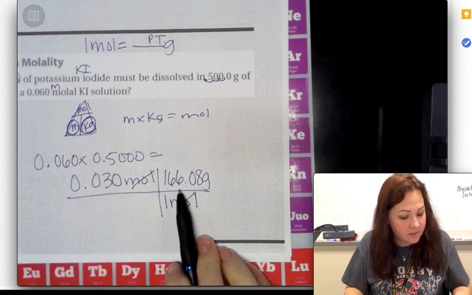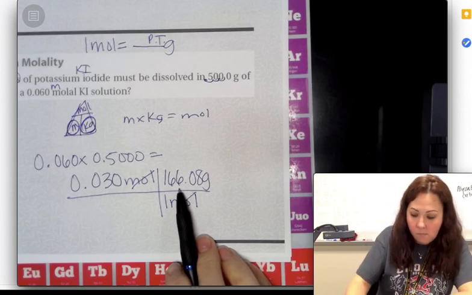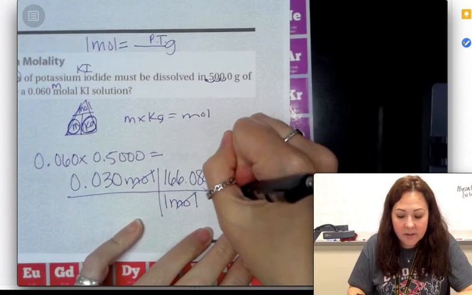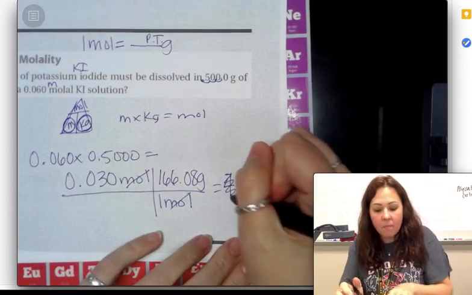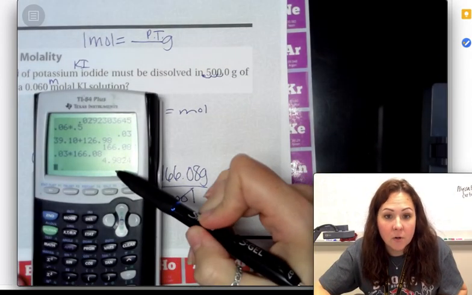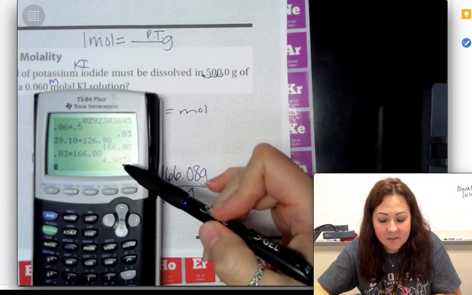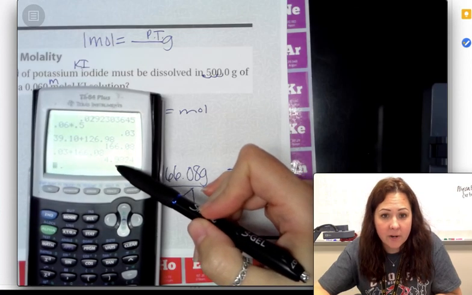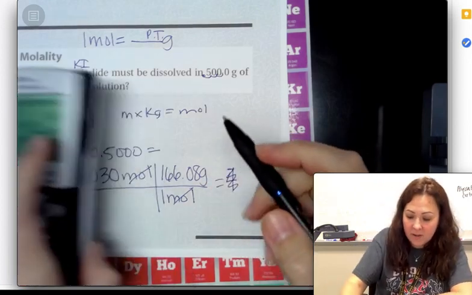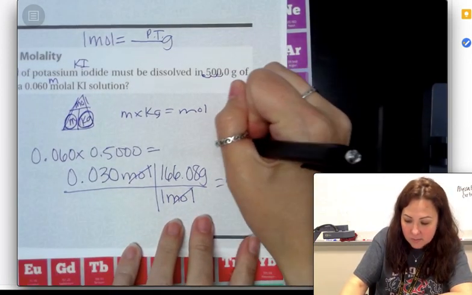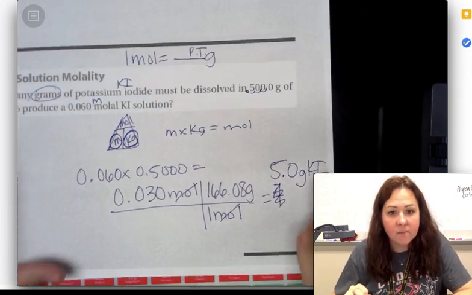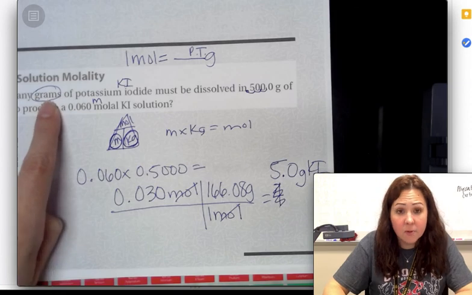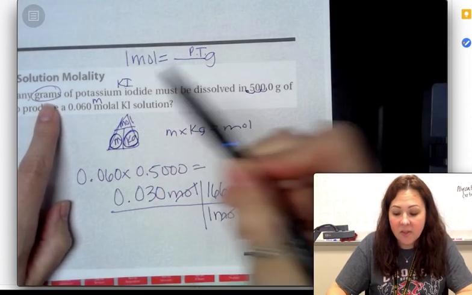0.03 times 166.08. This number has 2 sig figs, so I can only have 2 sig figs in my answer. I have 4.9824. So that means that my 8 is going to make my 9 go up. So 49 is going to go up to 50. So we have 5.0 grams of KI. So on this one, because it asked for grams in my final answer, I solved for moles first. After I solved for moles, then I converted moles to grams.